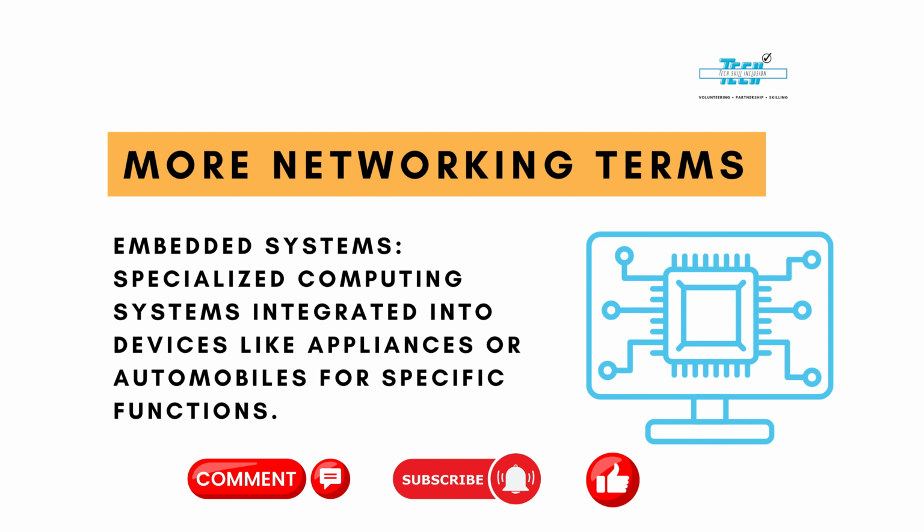Then embedded systems also came up during the lecture. So embedded systems are specialized computing systems integrated into devices like appliances or automobiles for specific functions. So whatever device you have, for example, our televisions, even microwaves, even our laptops, or cars also, they have embedded systems, and that embedded system is a small part of the whole system. So they're giving it a specific function.